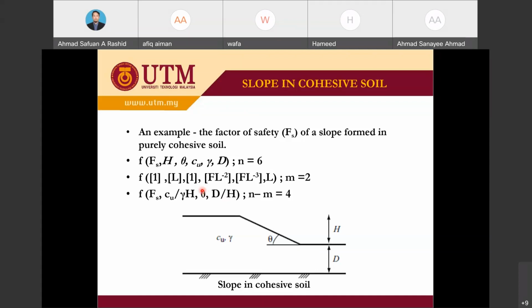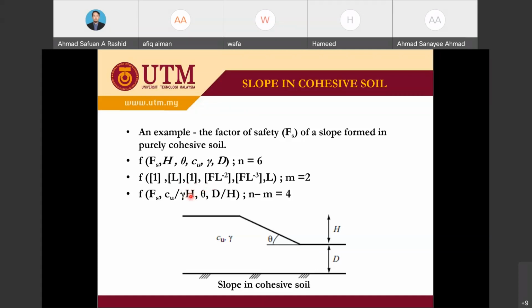Actually it depends on what we call the research interest. For example, if you want to establish an equation based on length, you may consider that as the most important equation or unit that you want to use to derive the equation. For this case, most probably the author wants to look at the effect of H towards the stability of the slope.